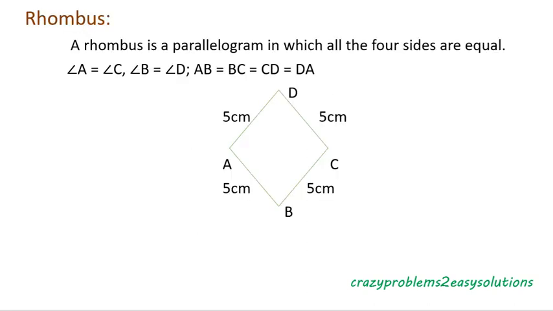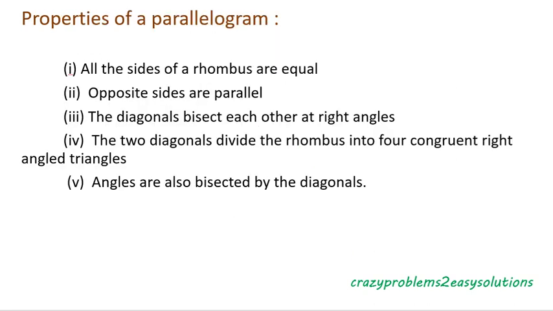Rhombus. A rhombus is a parallelogram in which all four sides are equal. The opposite angles are also equal: angle A equals angle C and angle B equals angle D. AB equals BC equals CD equals DA. We write that all the sides are equal. So this is called a rhombus.